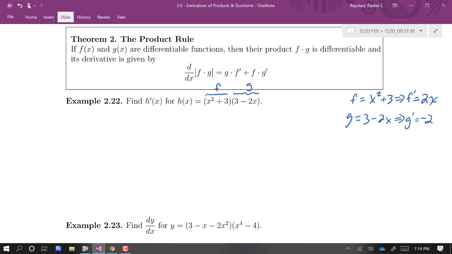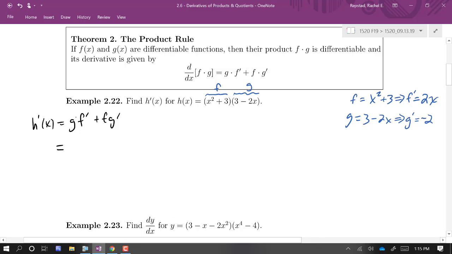All right, so now let's set ourselves up. H prime of x. I'm going to just write the product rule first: g f prime plus f g prime. I'm going to write it down fresh every time because I know this is a rule I'm going to need to know. I'm going to be expected to have it memorized and probably need to use it on the quiz next week.